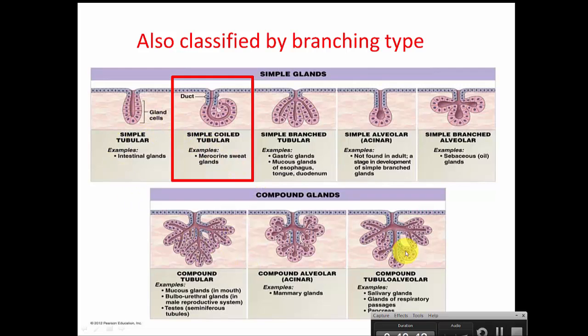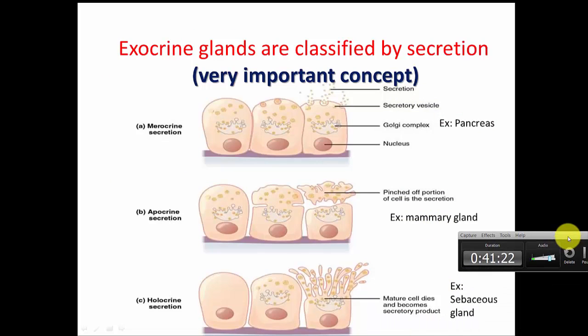Well, this slide comes straight from your textbook, and it has the same exact ones that I just spoke about, but there is an extra type here. Look at this one first. So ask yourself, what is this type? It's simple, tubular. How is this different from that one? Well, that tubular part is actually coiled, so we call it simple, coiled tubular.